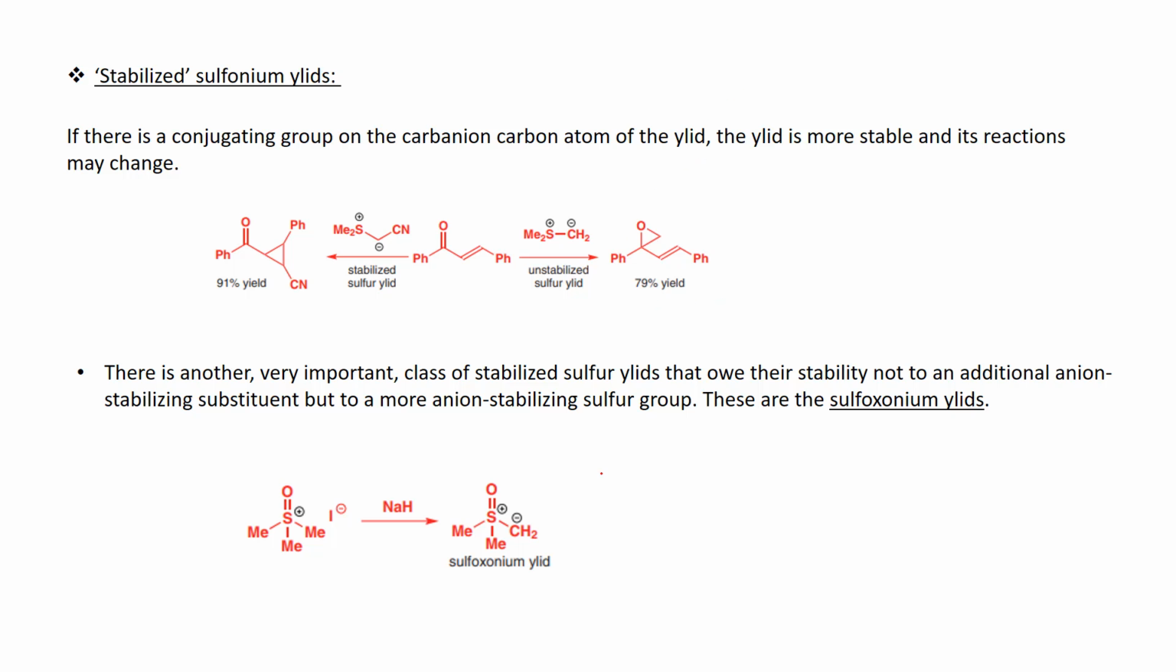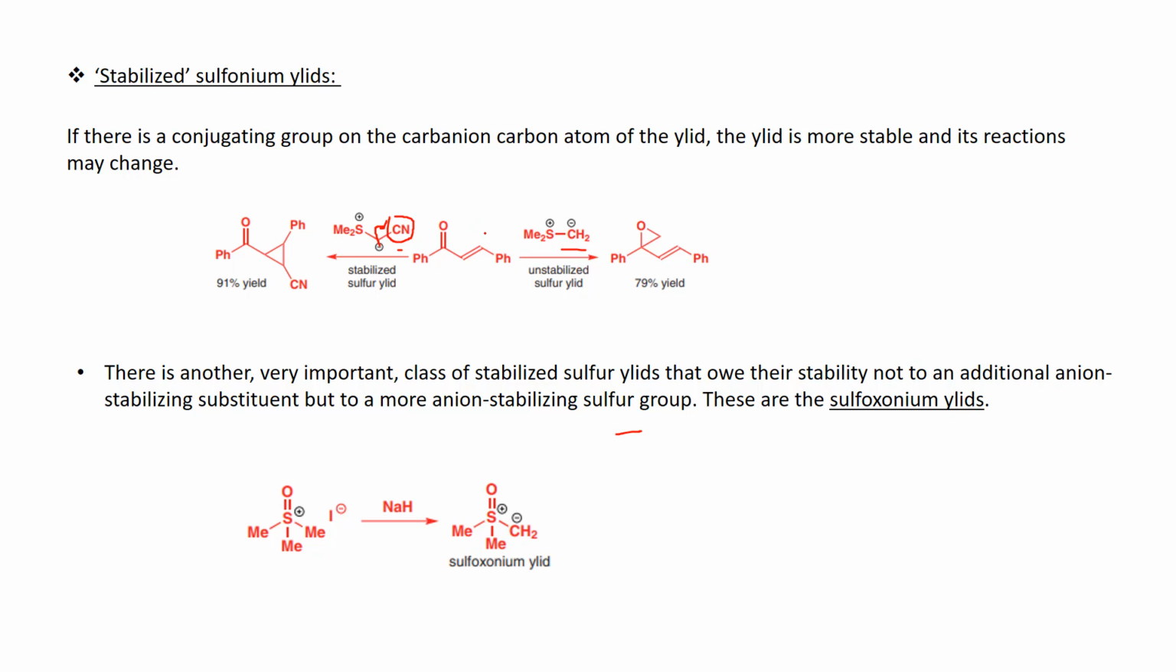So there are two types of sulfonium ylide. One is a simple sulfonium ylide, or one is a stabilized sulfonium ylide. Stabilized means if there is an electron withdrawing group adjacent to the sulfonium ylide, this O minus can be stabilized by this electronegative group. So that's why it is called stabilized sulfonium ylide, and the next one is unstabilized.